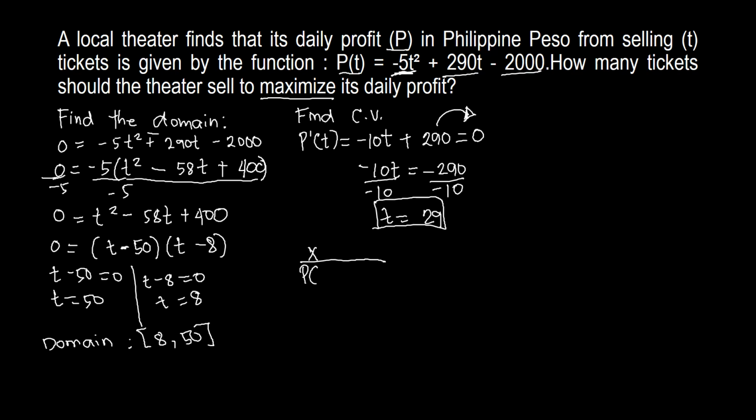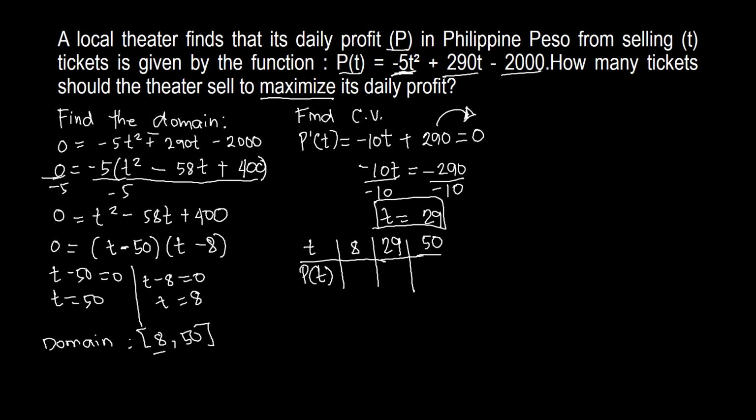So finding the maximum value here, we are to assign the x values. Actually, it's not x. We're using t here as our independent variable, so instead of x, we'll use t. So from there, we have t, of course, the endpoints. So we have an 8. Another endpoint of your domain is 50. And then we have our critical value, which is 29.